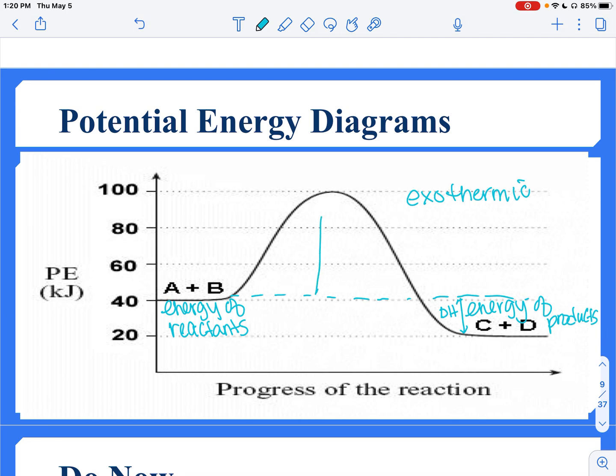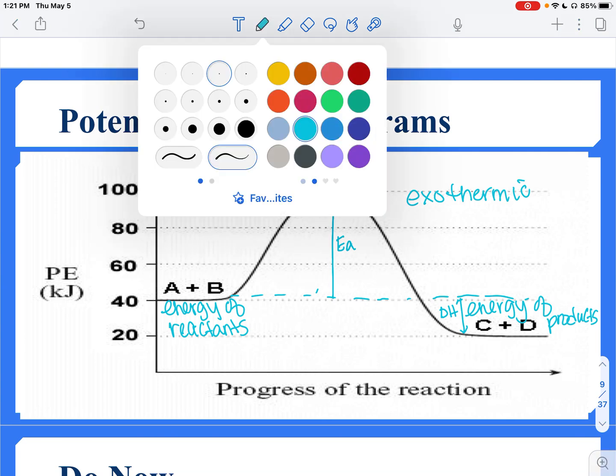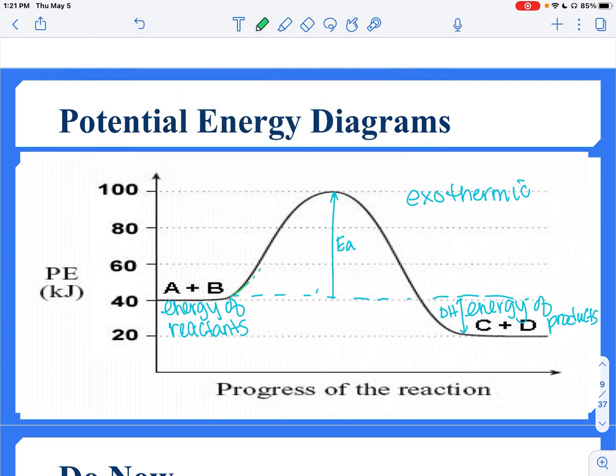We can also show our activation energy. And we can show a catalyst, starting at the same place, ending at the same place, but taking less energy. So that is potential energy diagrams. They're very useful for a lot of different things, but we're just going to introduce them here.